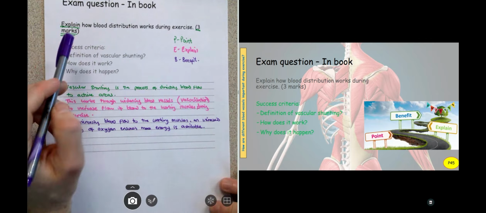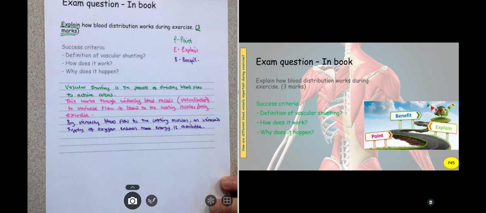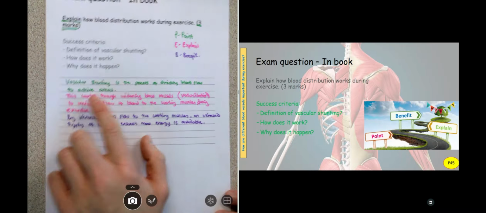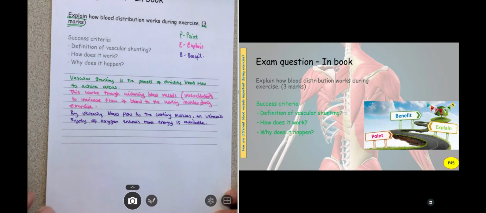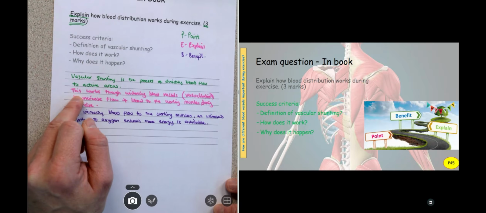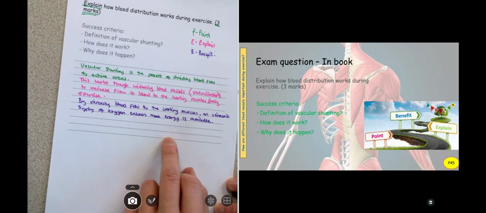So with any question where we have to do longer answer responses, we need to be able to call upon the keyword. Can we be confident on defining the keyword? Once we've done that, we then just explain what it means, or give a little bit more context, and then we link to the benefit that it has on performance.